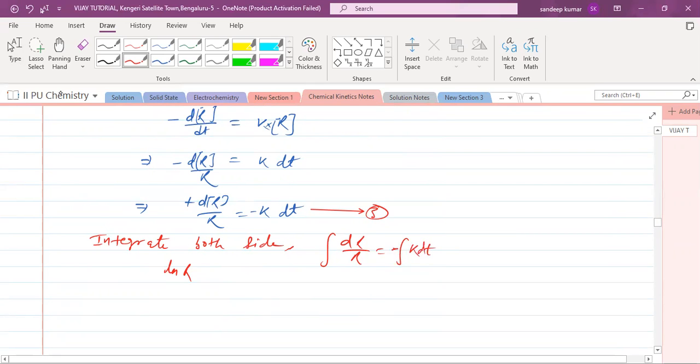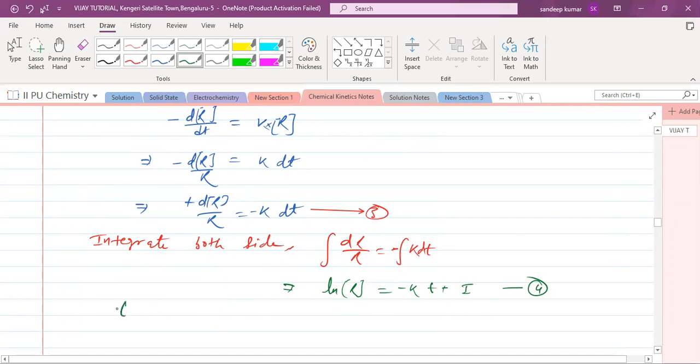Once you integrate this, integration of 1 by R is ln R, and K is a constant, so integration of dt is t, plus a constant of integration, I am putting I. Let it be equation 4. What I have done is just integrating both sides, so you get ln R is equal to minus K t plus I, where I is the constant of integration. I hope you have some idea of integration.